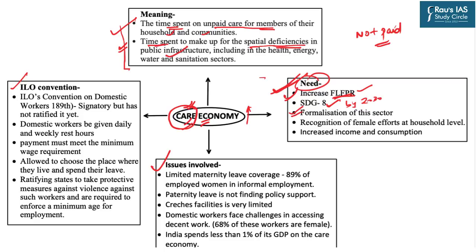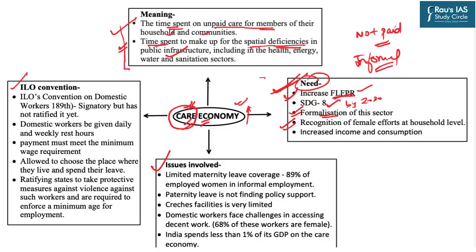The third is that presently the care economy in India is highly informal in nature. And the informal sector is known for the encroachment of worker rights, exploitation as well as other issues involved. And that is why we need to have clear-cut data in order to make certain dedicated policies for the care economy, and that is why the formalization of this sector is required.